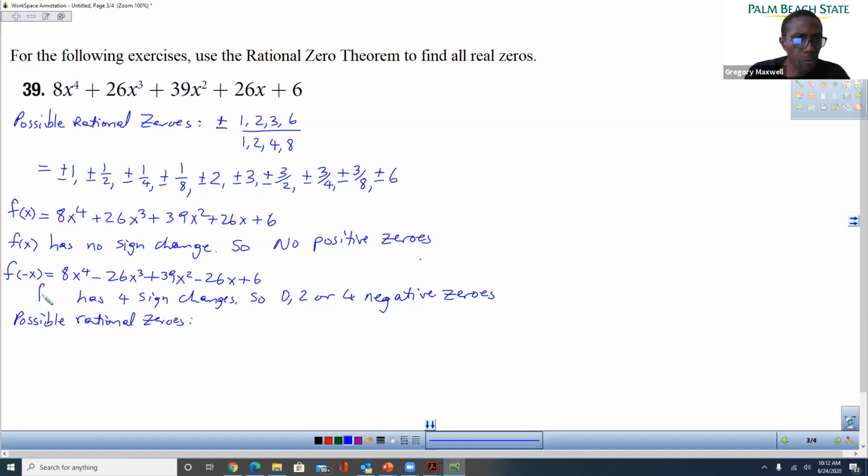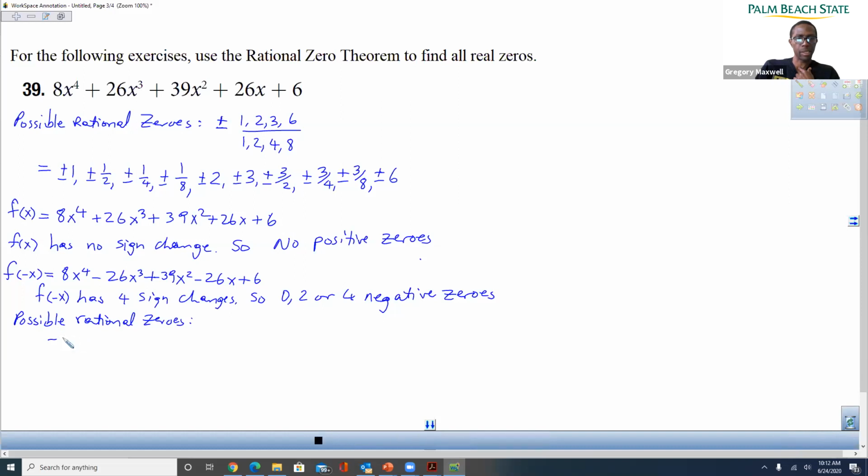Now, this tells me that since I have 4 sign changes for f of negative x, I either have 4 negative zeros or an even number less. That leaves me with either 2 or 0. Either I have no negative zeros, 2 negative zeros, or 4 negative zeros. So my possible rational zeros are now going to be negative. If I go in order, it would be negative 3/8.